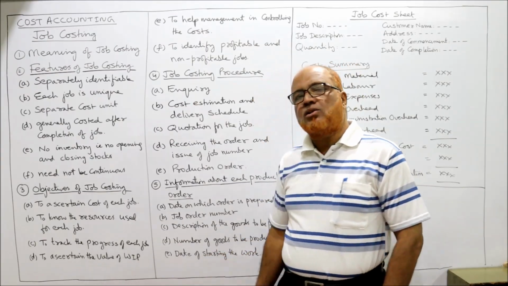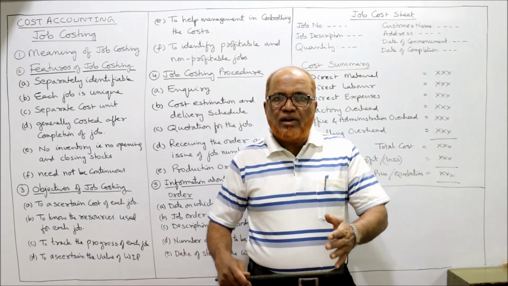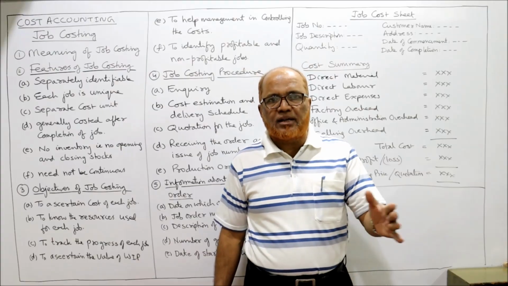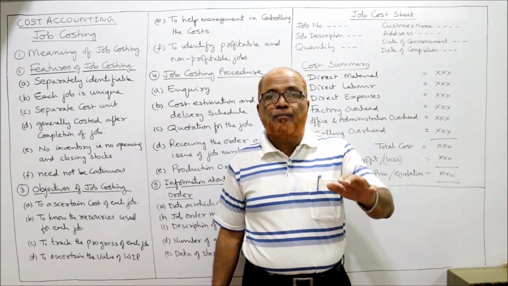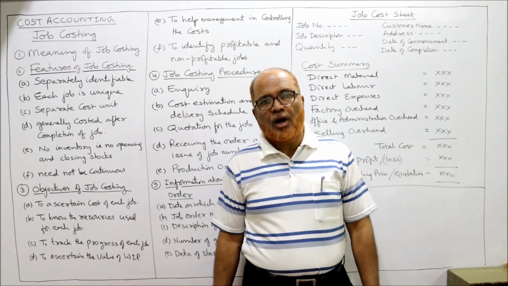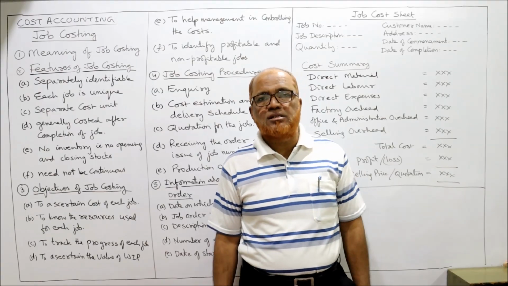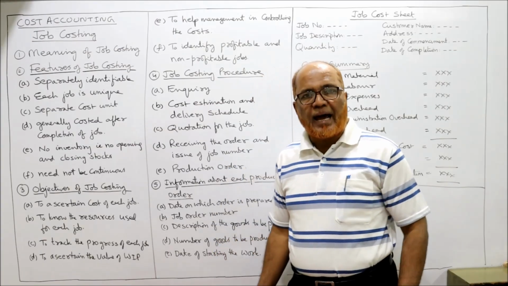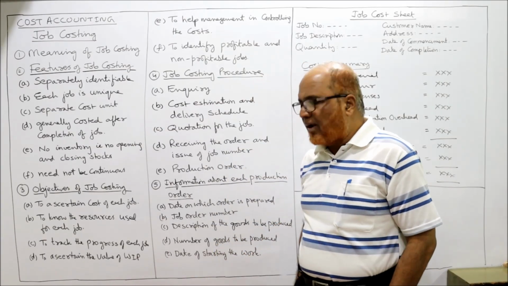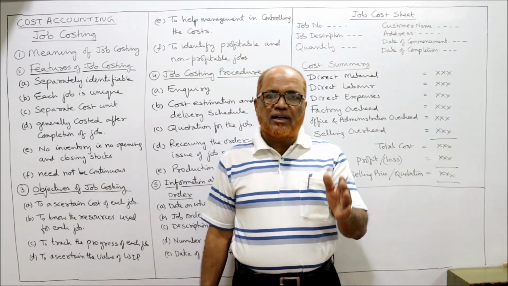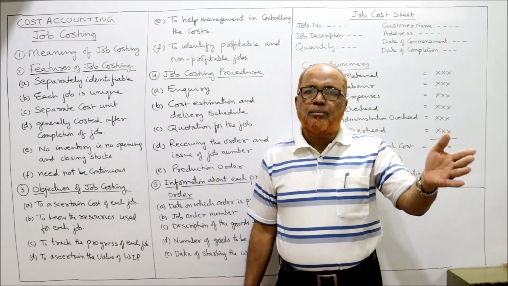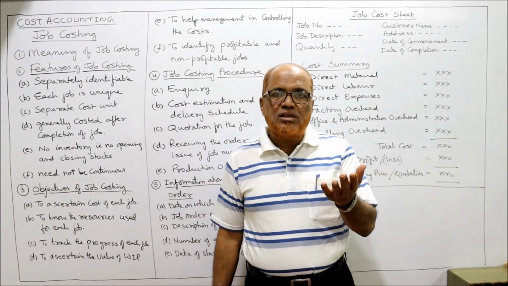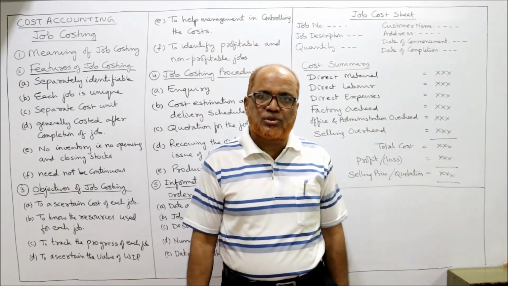To track the progress of each job. Because we have so many different jobs taking place at one time, we want to find out what is the progress of each job, how much percentage of each job is completed, in order to control the activities on the job. To ascertain the value of work in progress. Suppose at the time of closing the accounts some jobs are incomplete, then we have to find out what is the work in progress of those jobs.